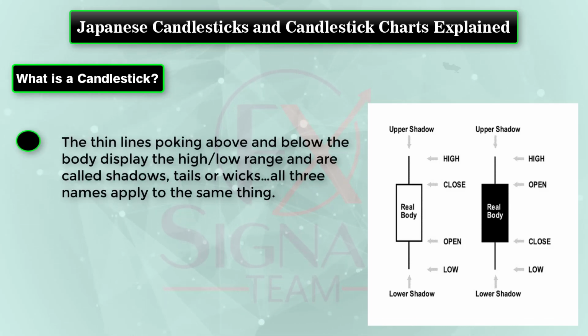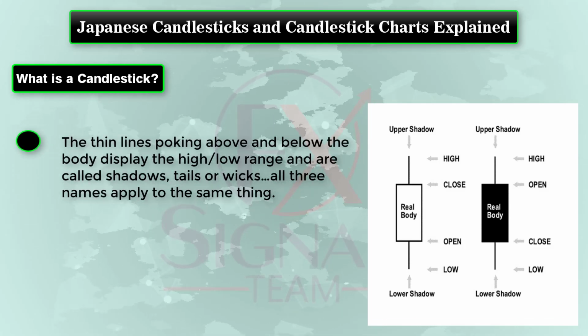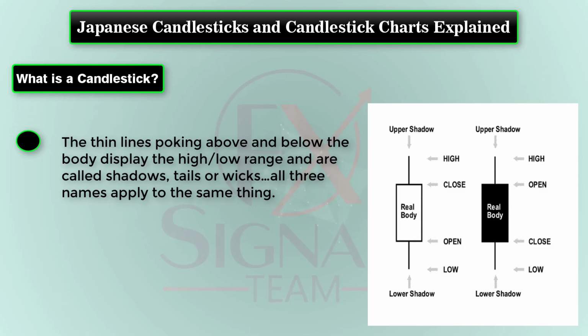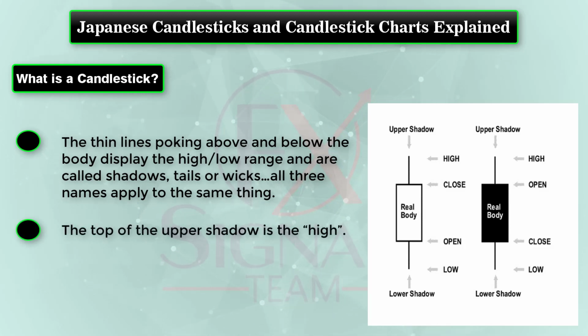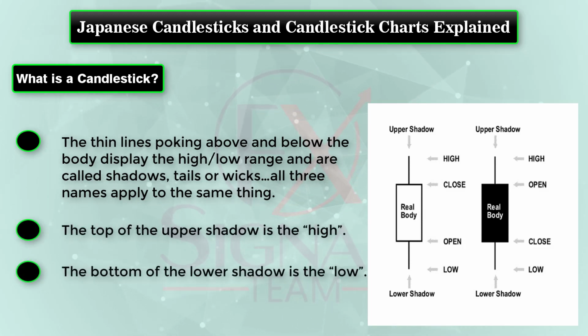The thin lines poking above and below the body display the high-low range and are called shadows, tails or wicks. All three names apply to the same thing. The top of the upper shadow is the high. The bottom of the lower shadow is the low.